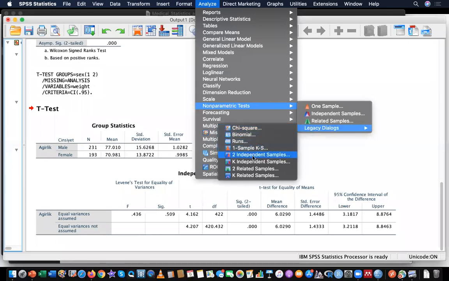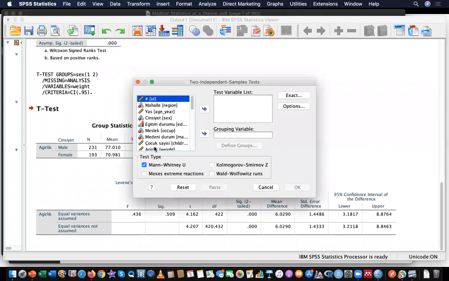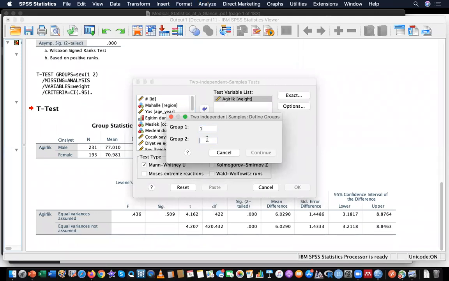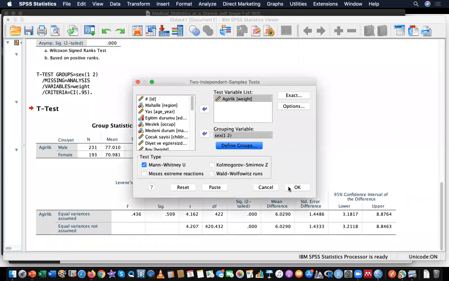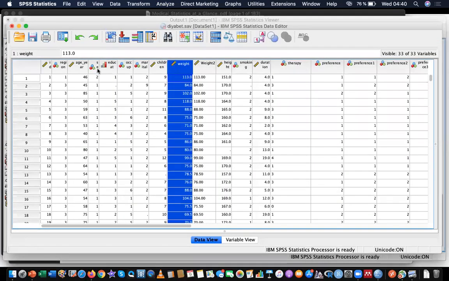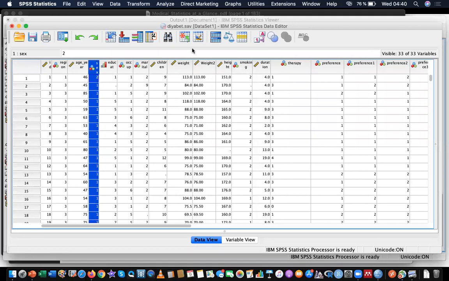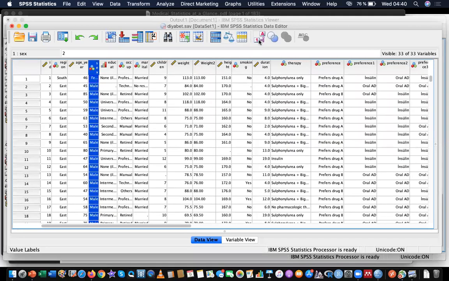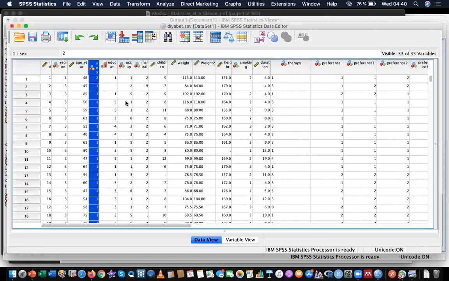Non-parametric tests, 2 independent samples in this case. Here we have again the weight between males and females. I want to compare it between males and females. My grouping variable is sex. And again, where do 1 and 2 come from? From my coding. I have coded them as 1 and 2. You see, where is sex? Here is sex. 1 is for males and 2 is for females in my case.